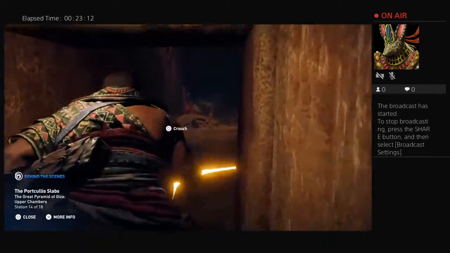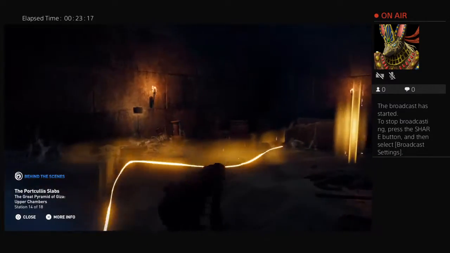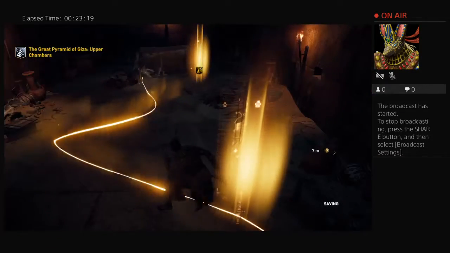For the purposes of the game, the team elected to remove the portcullis slabs in order to grant the player access to the King's Chamber.